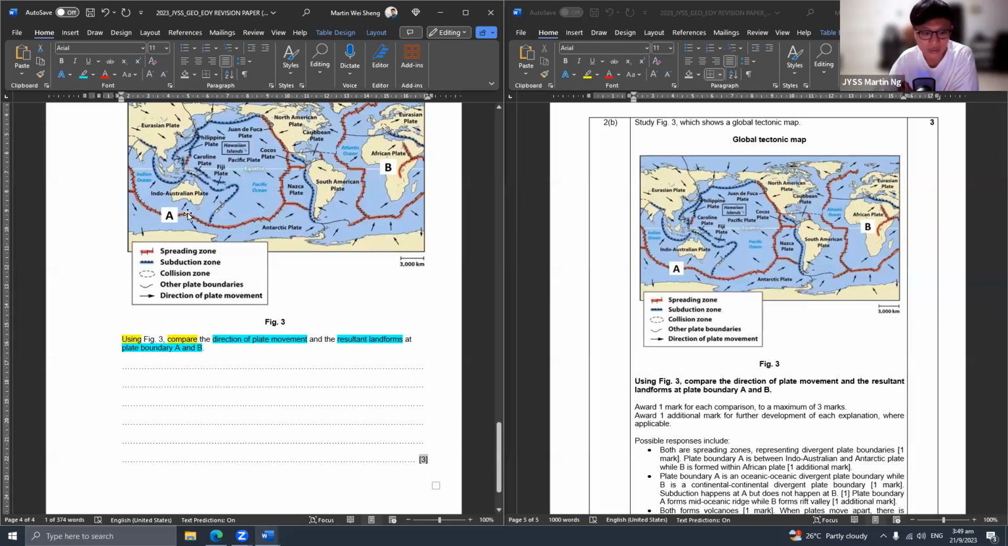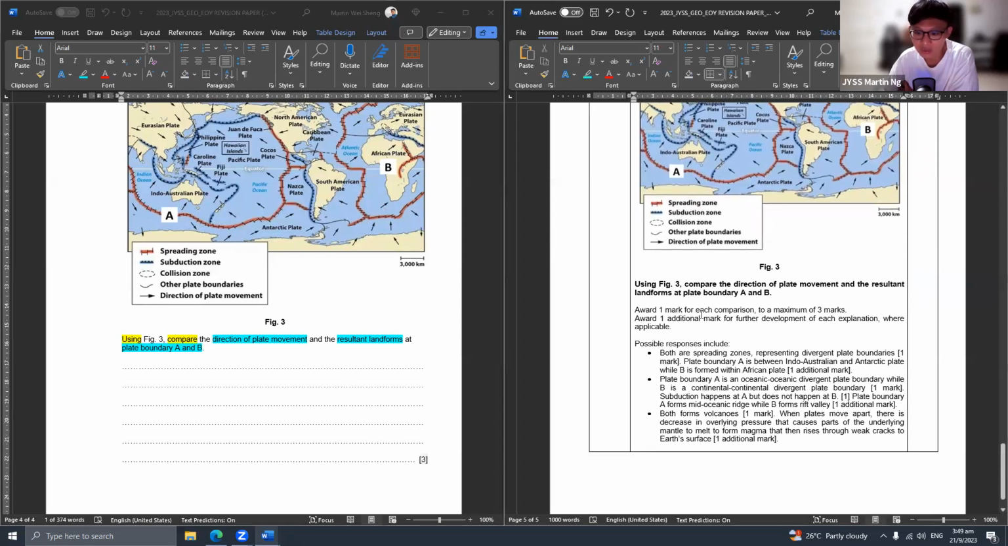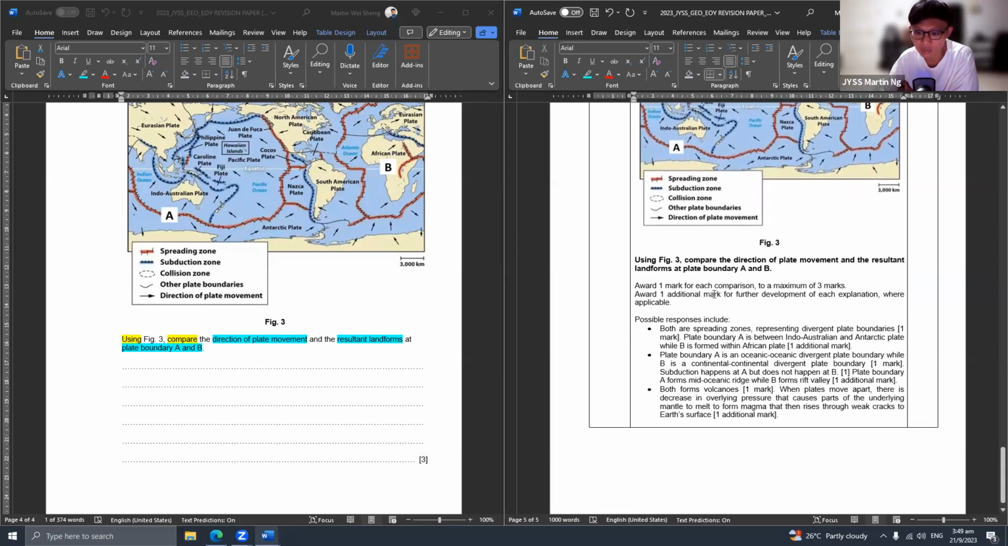All right, so when I look at A, I can clearly see that A is the spreading zone. And when I look at B, B is in this area, which is on the continental plate. So there might be some difference related to that. Okay, so 1 mark for each comparison, to a maximum of 3 marks. Award 1 additional mark for further development of each explanation where applicable.